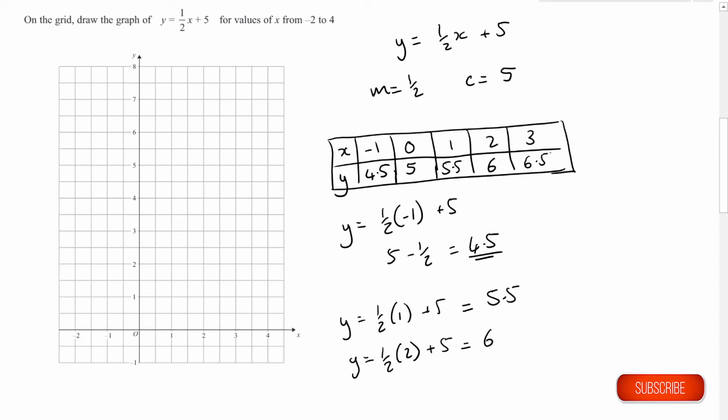And then we just plot all of these points. So if we go to 0, 0 goes through 5. If we go to -1, we get to 4.5. And then if we go to 1, we get to 5.5. Then we go to 6, then we go to 6.5, then we go to 7, and then we come backwards, we'll go down to 4. And then we can draw a straight line through all of these points using a ruler, and that is your graph.